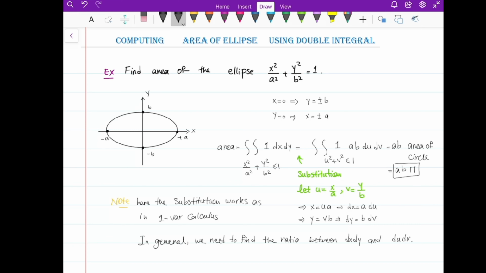Okay, so in the next video we're going to see how to find this ratio. And here the ratio was just a and b, using exactly the method that we used for single variable calculus, but later we need to find something else, which we call the Jacobian. In the next video we're going to cover that.